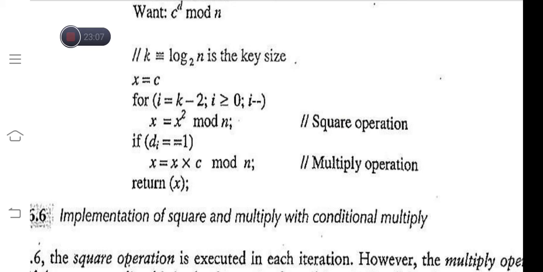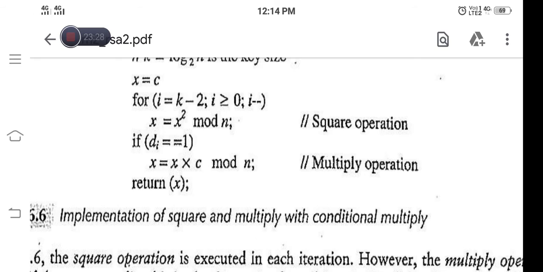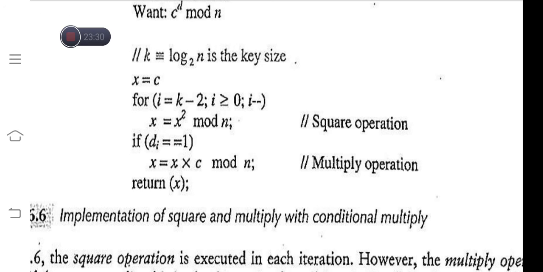Okay, for the i value equal to k minus 2 until it is greater than or equal to 0, decrease the value of i and compute the square operation where x equals x square mod n. The square operation is performed here inside the loop, whereas to perform the multiply operation we have the condition depending on whether di equals 1.